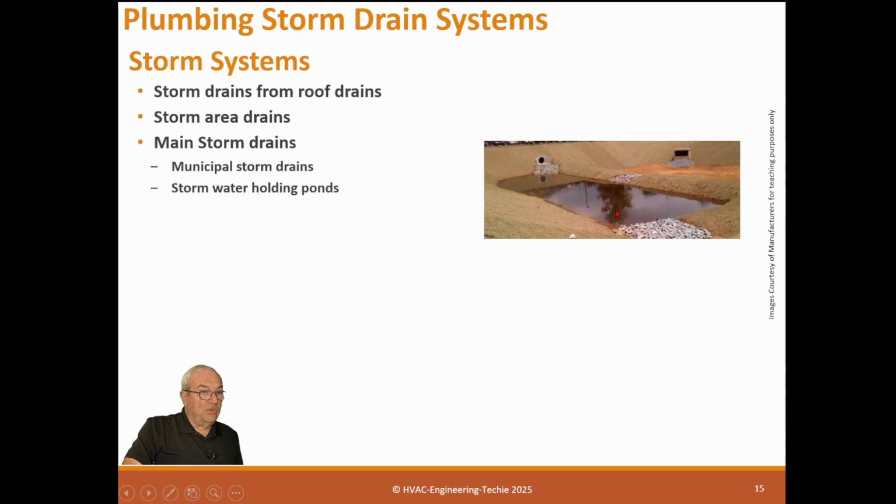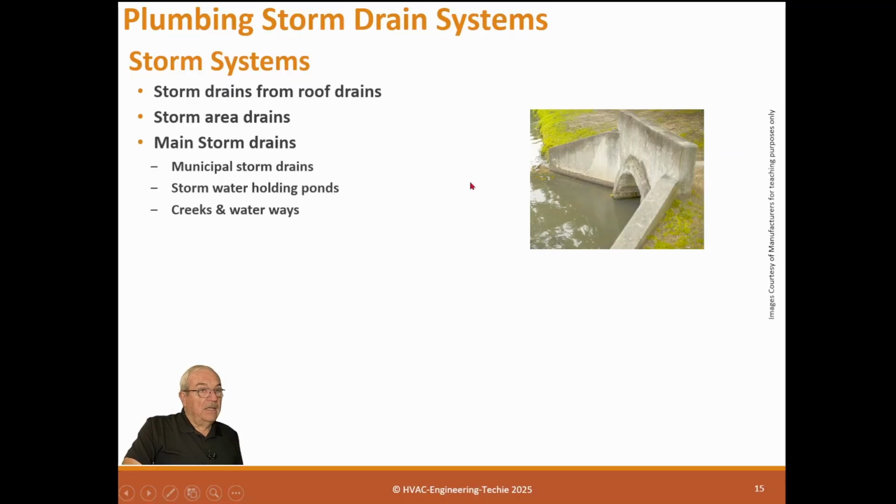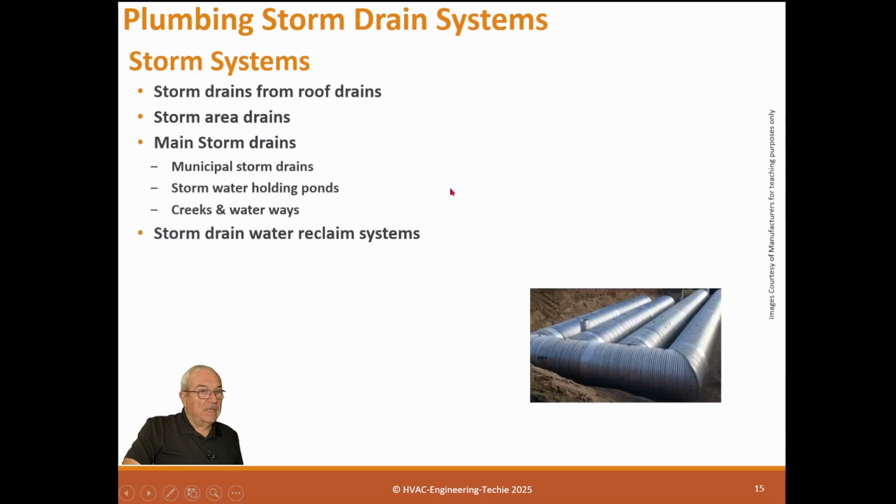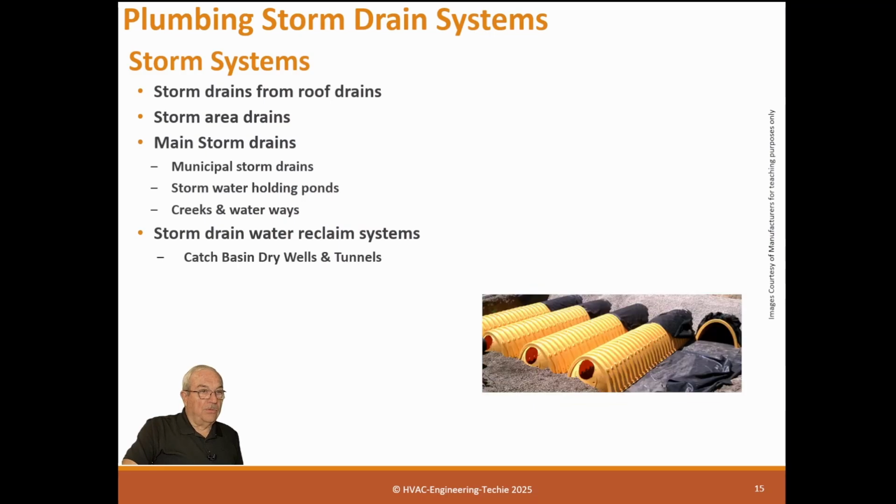A lot of times you go through an area, you'll see holding ponds, where storm water is brought into these holding ponds, and it evaporates and discharges into the ground, seeping into the ground eventually. Creeks and waterways, we'll discharge the storm drains into creeks and waterways. They also have water reclaim systems where the storm drain is put into these perforated tanks underground. So the water feeds into the tanks and then slowly seeps into the earth below the systems.